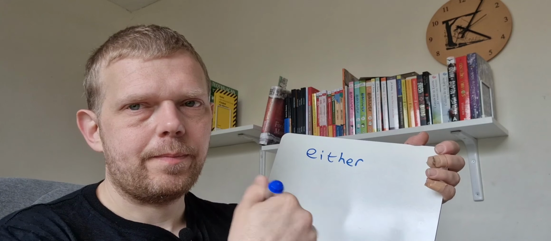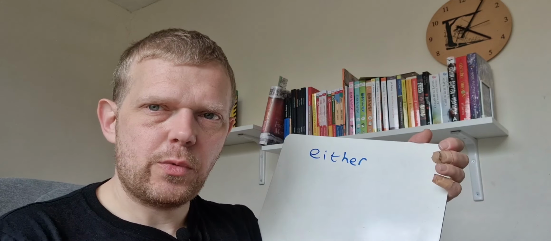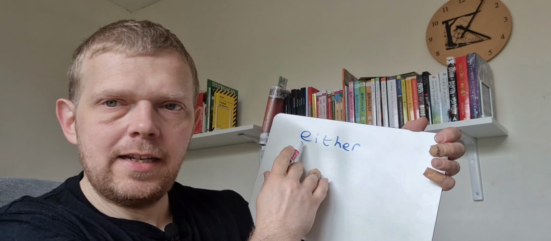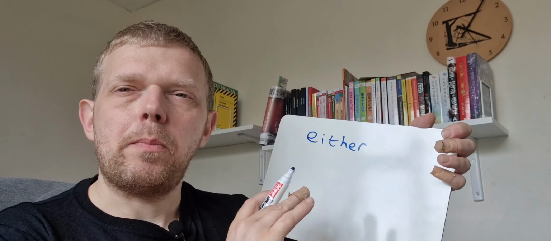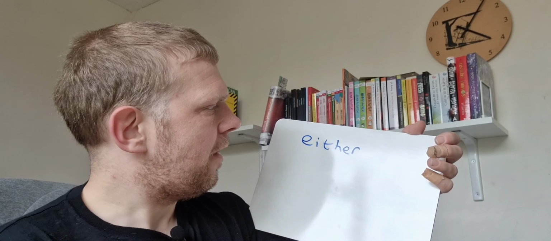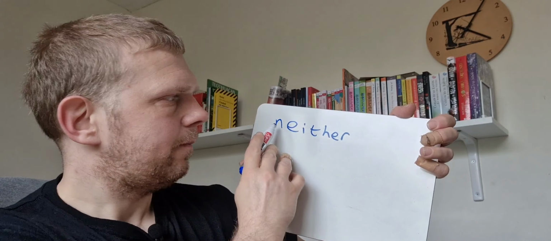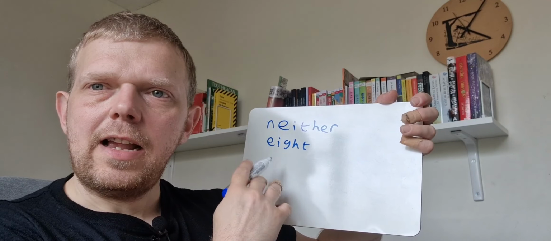But there are some exceptions. We'll start with this word, either or either. People pronounce it different ways. It should be I before E, but it isn't. It is E comes first. This breaks the rule. This goes against the rule. It's E, then I. The same with neither. N. The number 8.